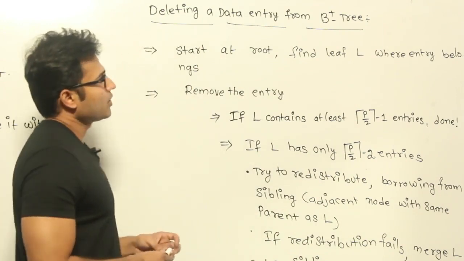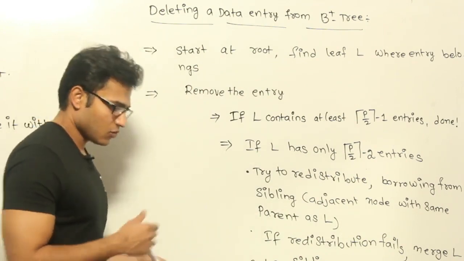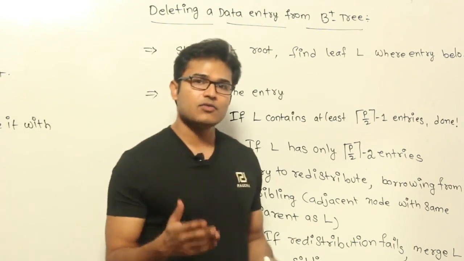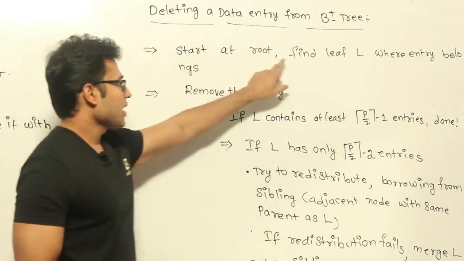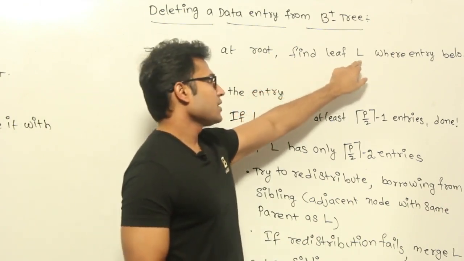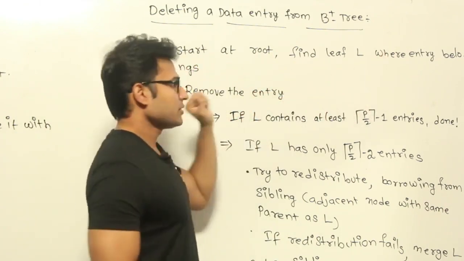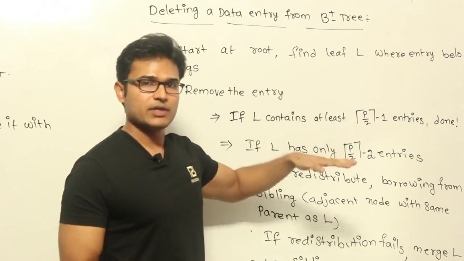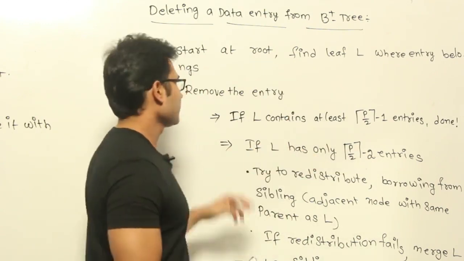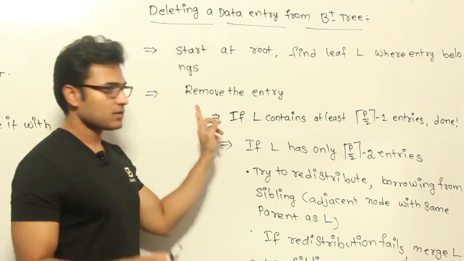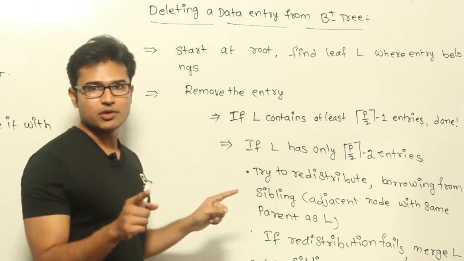Now, whenever we are going to delete an entry, we have to go till the leaf and find out where that entry is actually present, right? See this: start at the root and find the leaf L where the entry belongs, which means you are going to travel from the root to the leaf and find out where it is actually present. Once you find that, remove the entry.